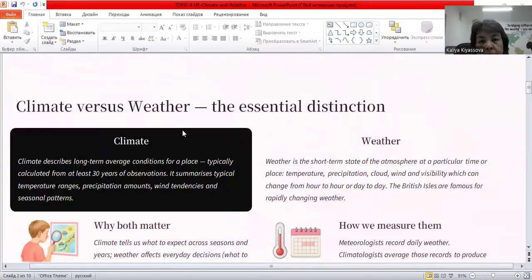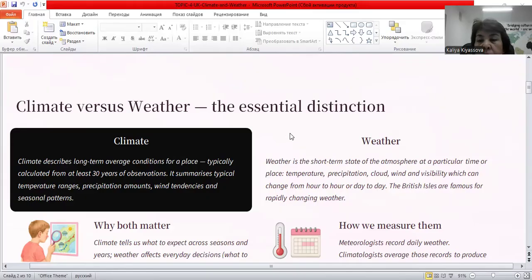Climate versus weather, the essential distinction. Okay, first of all, what is climate? Climate describes long-term average conditions for a place, typically calculated from at least 30 years of observations. It summarizes typical temperature ranges, precipitation amounts, wind tendencies, and seasonal patterns.